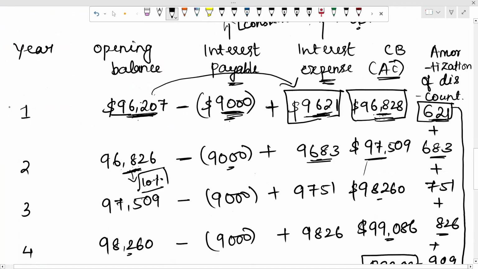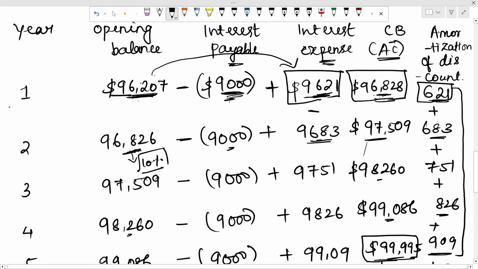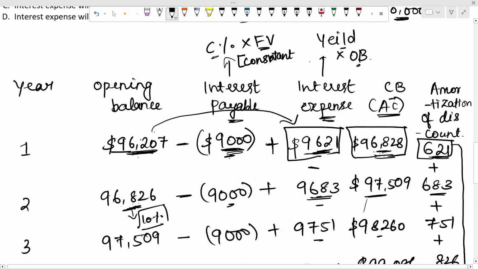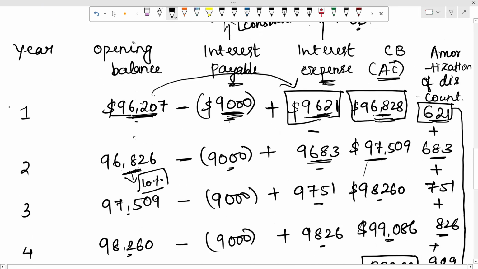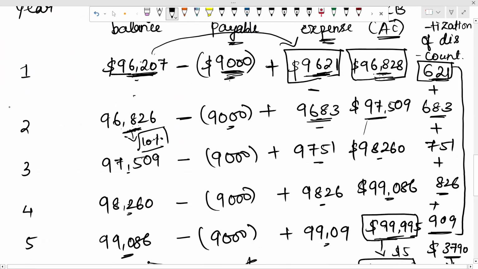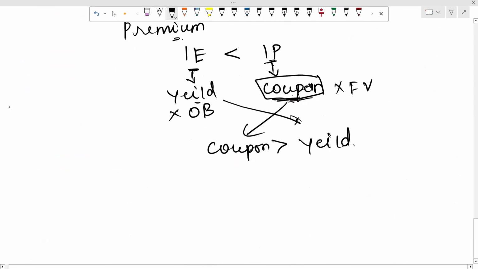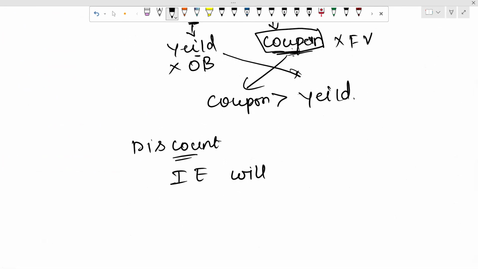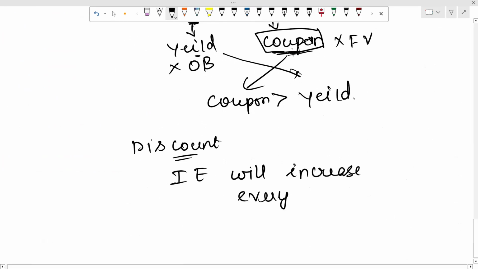You can look at this example. The interest expense is changing. Why is interest expense changing? Because the opening balance at the beginning of each year is changing. So interest expense is not remaining constant. In fact, if the bonds are issued at discount, if you want, I can write it over here again. If bonds are issued at discount, interest expense will increase every year. Why is interest expense increasing every year?